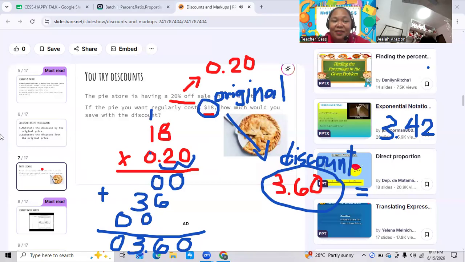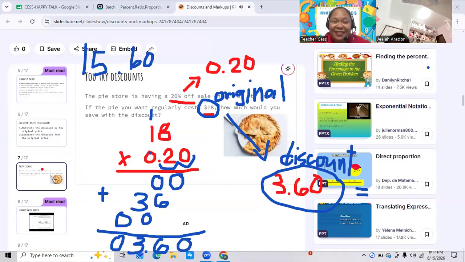So what do you think? Are you trying to solve it? Yes. Is it 15.60? 15.60, like this. Yes. Okay, let's try. I will show you 18 subtracted by 3.60. How will you write 3.60 if you're going to subtract it from the whole number 18?